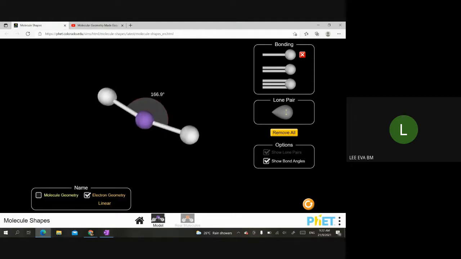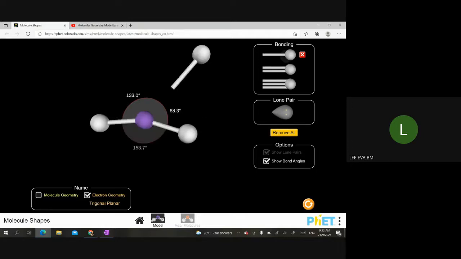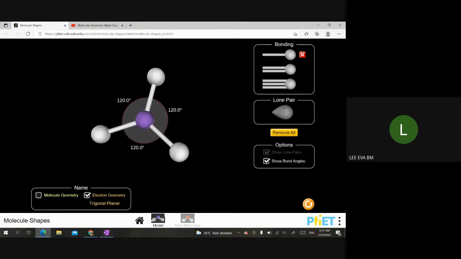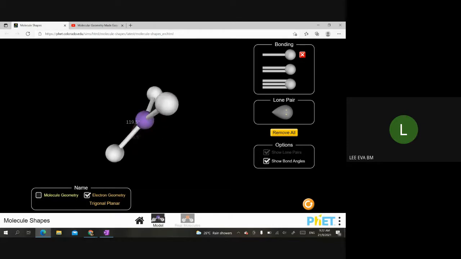Right. So this one is linear. What if we have a trigonal planar? So we add one more. So you will see the bond angle is 120. Kenapa kita panggil dia trigonal? Sebab dia ada 3 kaki. Dan kenapa kita panggil dia planar? Sebab kalau madam letak macam ni, awak nampak satu plane saja. Okay, so this is trigonal planar.